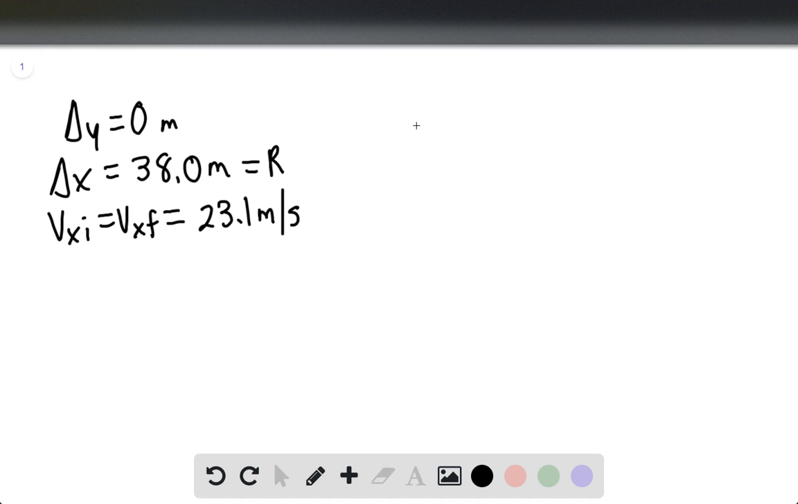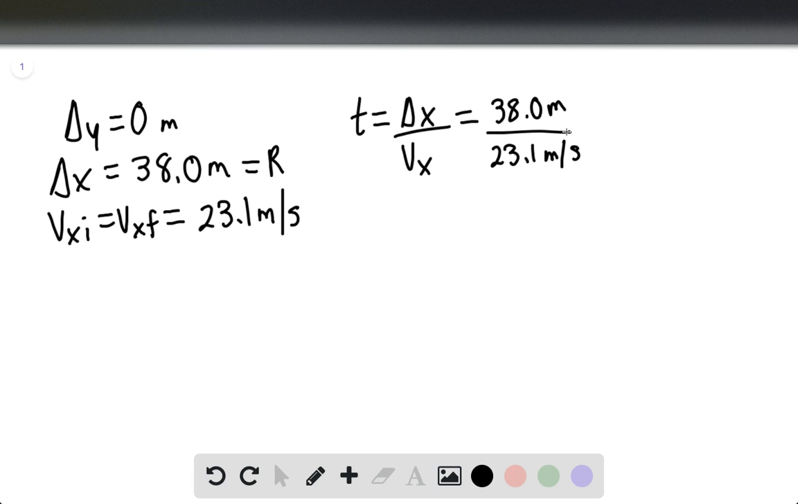So the time in the air is needed. So time equals delta x divided by Vx. So this will be 38.0 meters divided by 23.1 meters per second. And we're getting that t equals 1.645 seconds.